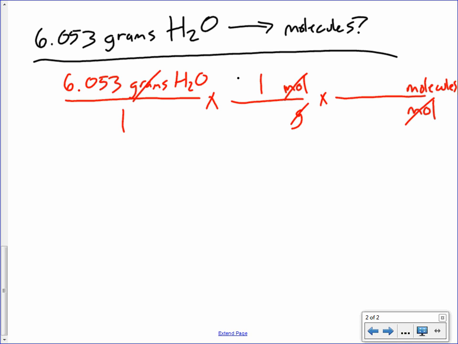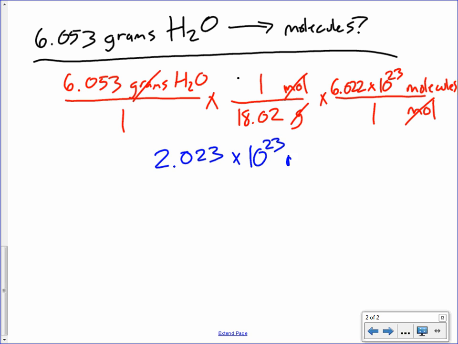So we have the conversion factors to do this here. In 1 mole of water, you have 18.02 grams. We've calculated that several times by now. And in 1 mole of anything, you have 6.022 times 10 to the 23 molecules. So this is all you got to do to solve a two-step problem like this. So it's going to be 6.053 divided by 18.02 times 6.022 times 10 to the 23. And your final answer for this problem should be 2.023 times 10 to the 23 molecules.